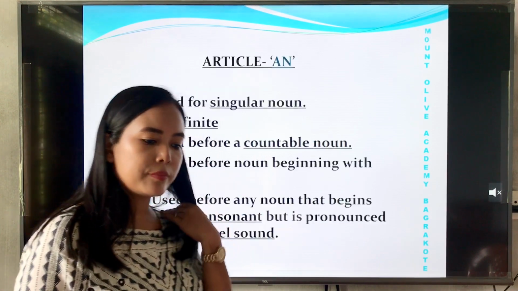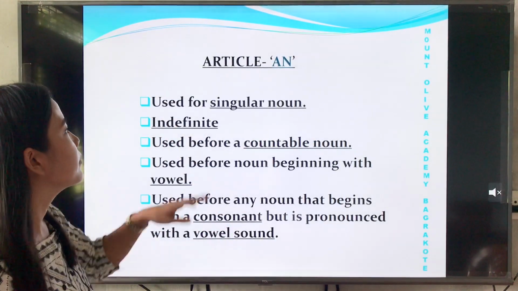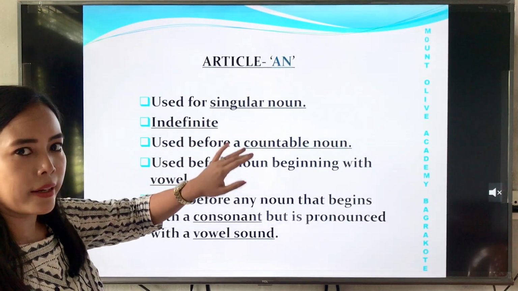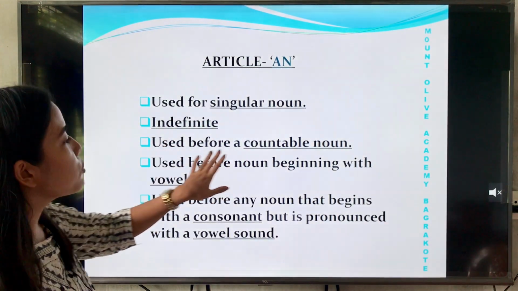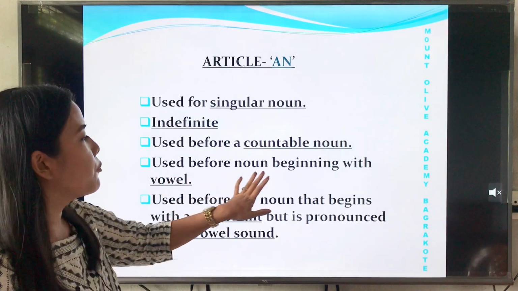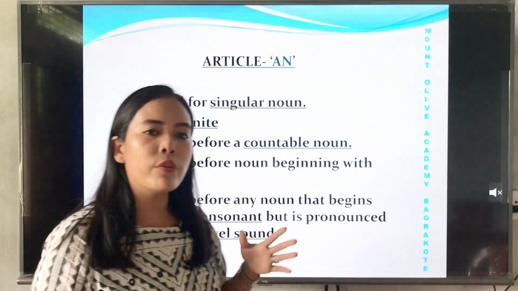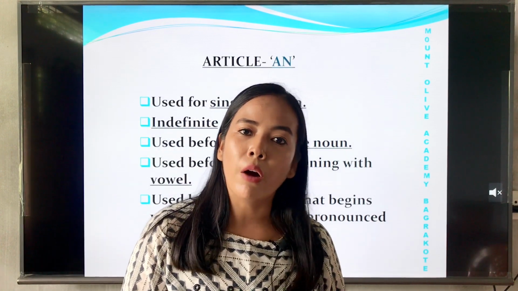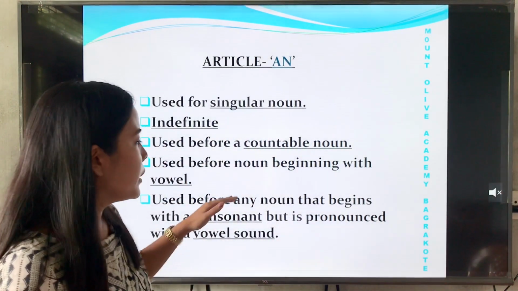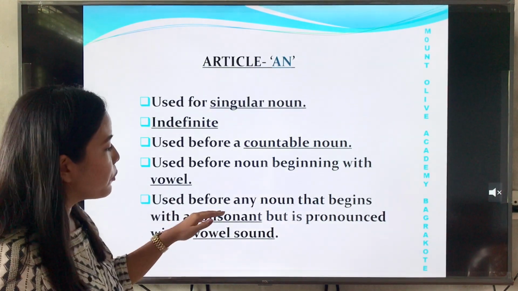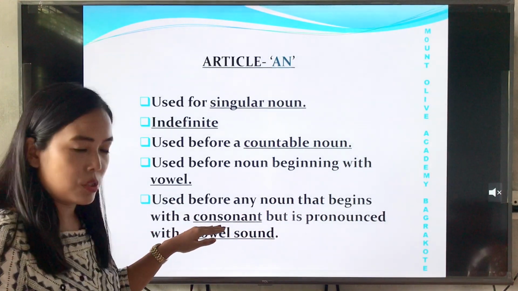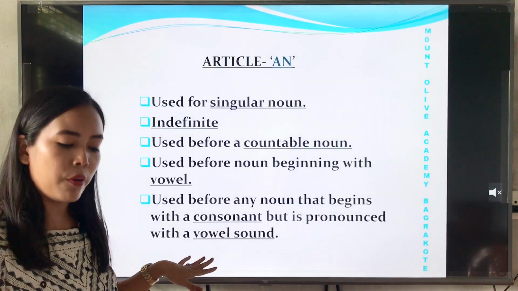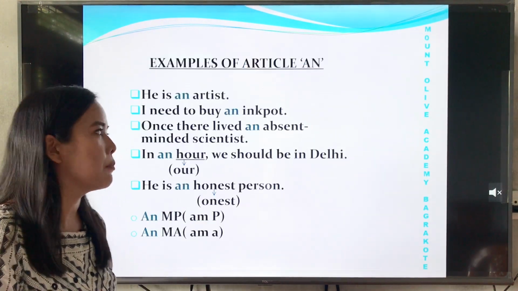Now article AN. Used for singular noun, indefinite. I have told you A and AN are indefinite. So it is used before a countable noun, used before a noun beginning with a vowel. So we always use article A and N before the word that starts with a vowel A, E, I, O, U. But the next point here is used before any noun that begins with a consonant but is pronounced with a vowel sound. How? We'll see. I'll give you a very easy example, okay.